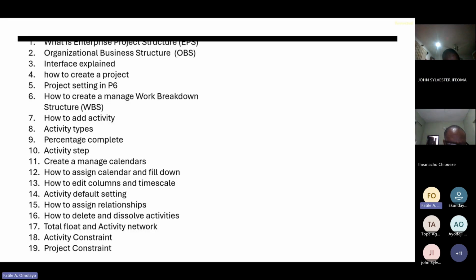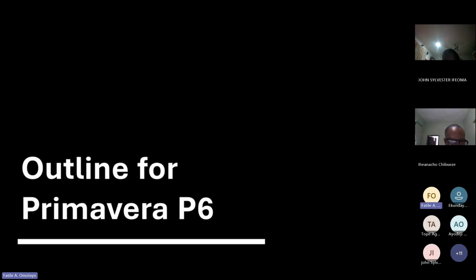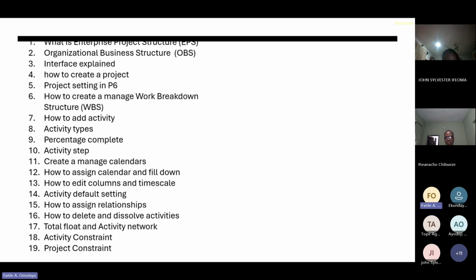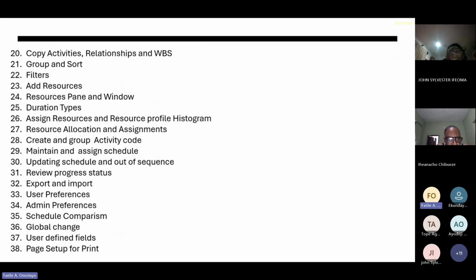All right. So I have outlined here about 36 modules for Primavera P6, and we're going to be taking it one by one so that we don't miss anyone. All right, so we're going to look at enterprise project structure, organizational business structure, interface, how to create a project setting in P6, how to create and manage work breakdown structure, how to add activity. So we have a long list. So I think it's important that we get down to business immediately.